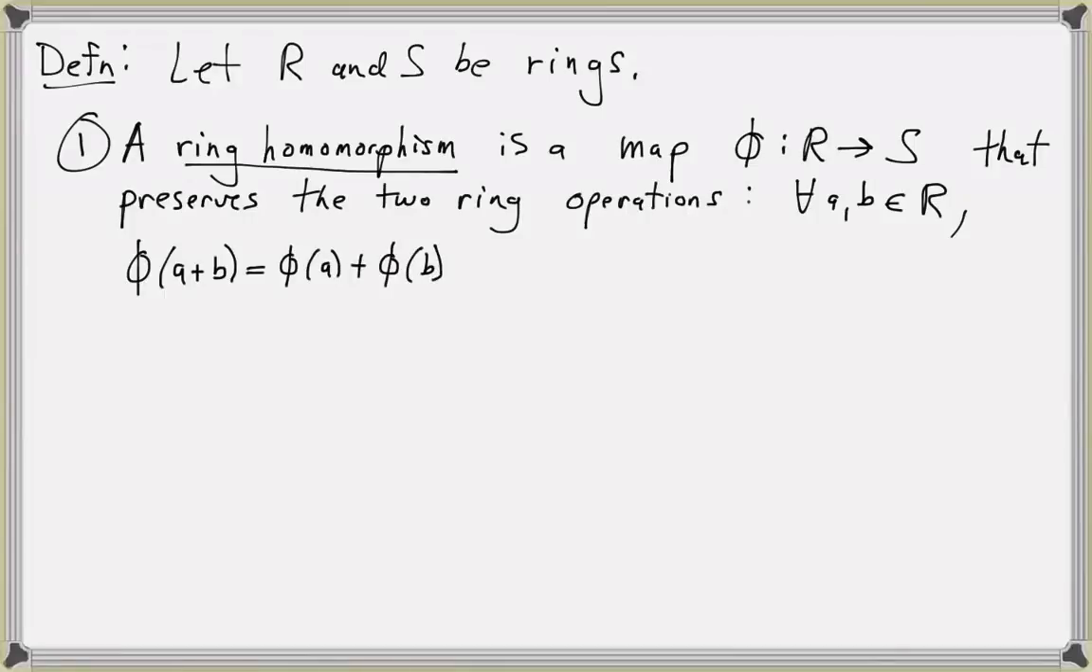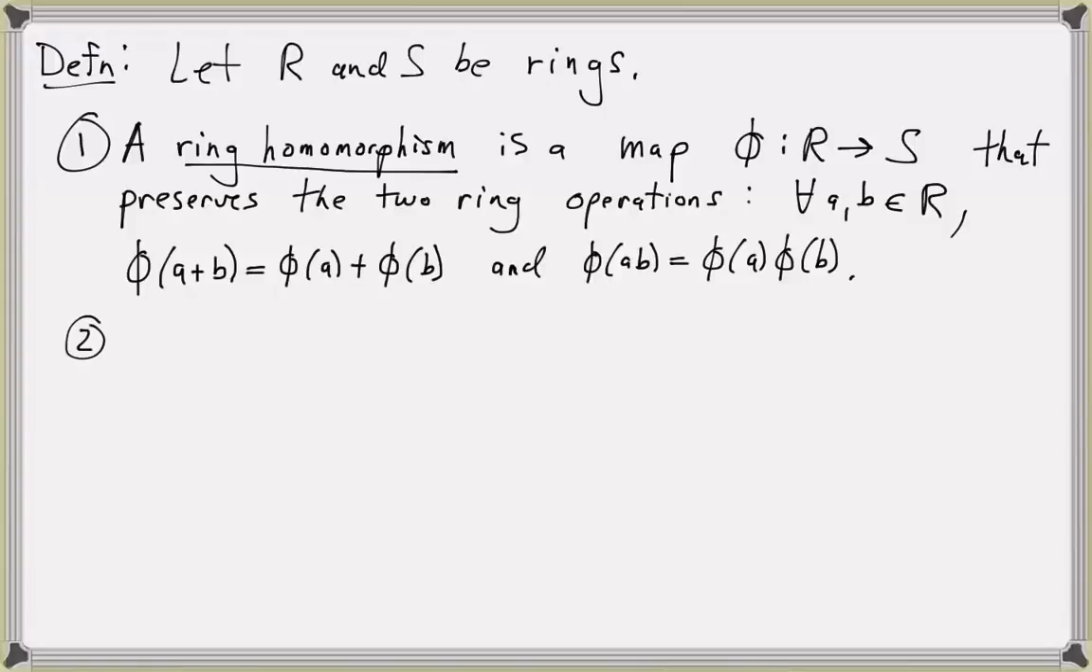So in particular, this makes phi a group homomorphism on additive groups. So if we view R and S as additive groups, we still have a regular group homomorphism, as we studied before. But further, we have phi of A times B equals phi of A times phi of B. So now to check that a map is a ring homomorphism, you have to check that it preserves addition and multiplication.